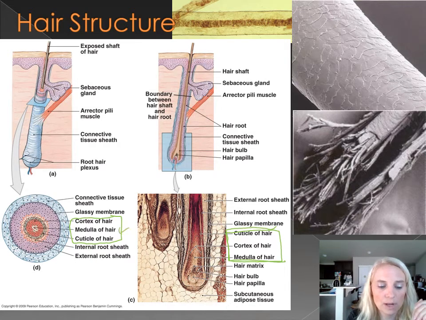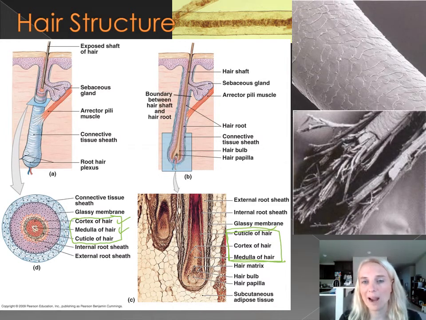So that was our medulla, is the middle. The cortex is this thicker layer around the medulla, and this is made up of what we call hard keratin. It's still keratin protein, but it's got maybe a few more chemical bonds to make it a little bit stronger. That's what makes hair strong, is the hard keratin. Flexible is the soft keratin in the medulla.